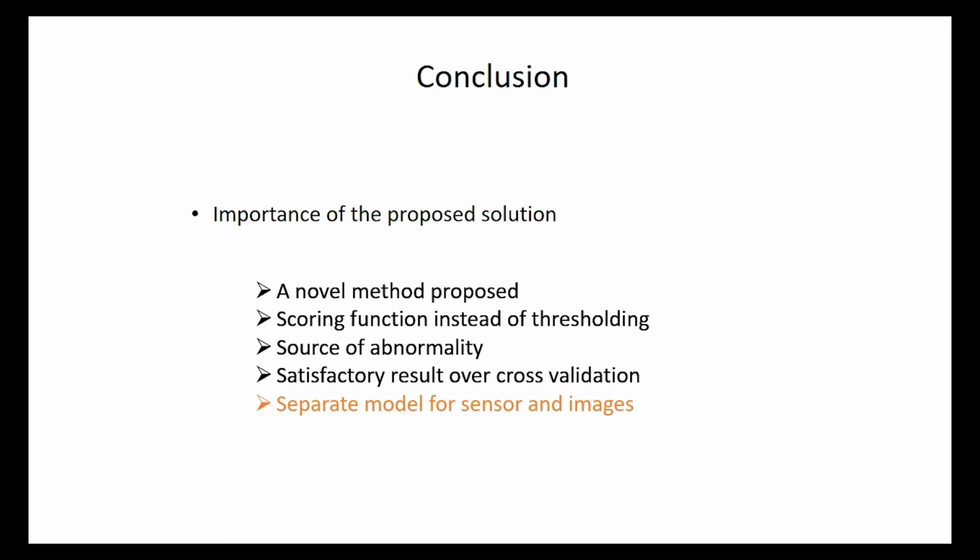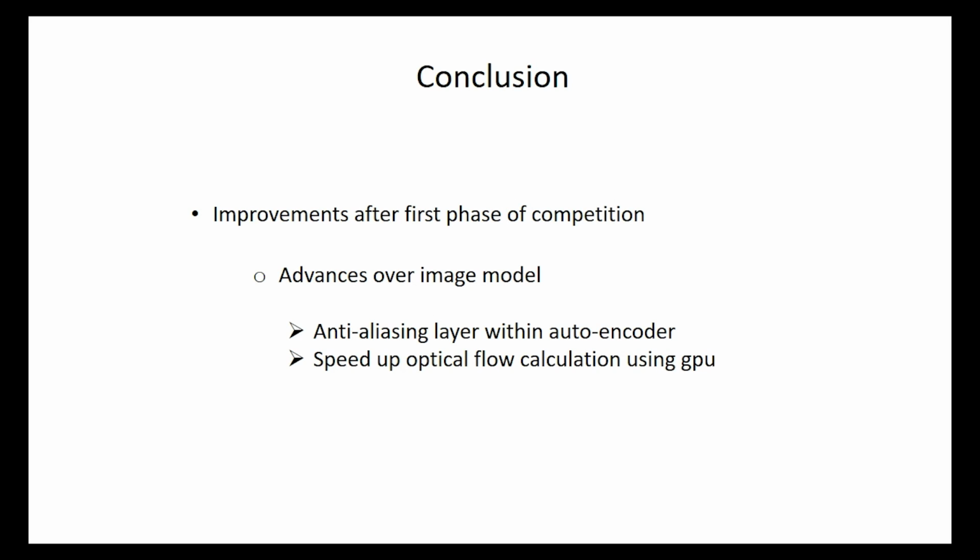As the nature of the model was different for sensor and images, we have kept the two models separate. We have improved our image model after the first phase of the competition. An anti-aliasing layer has been introduced with the autoencoder, which resulted in more stable training over images. We have speeded up the calculation of optical flow using GPU.